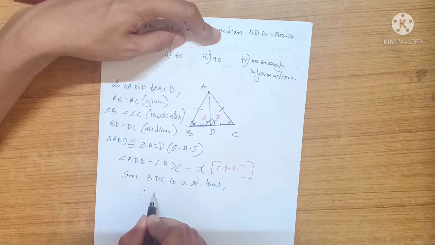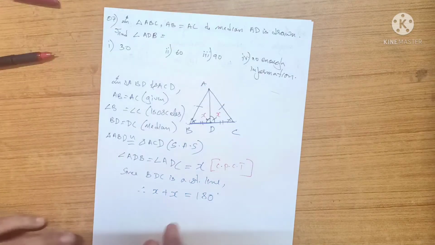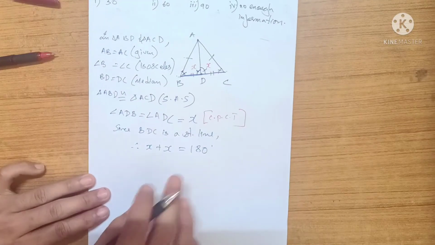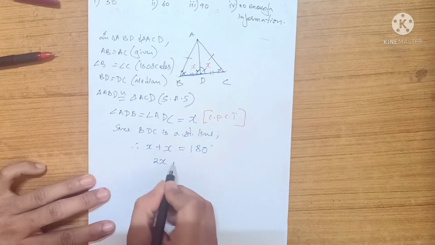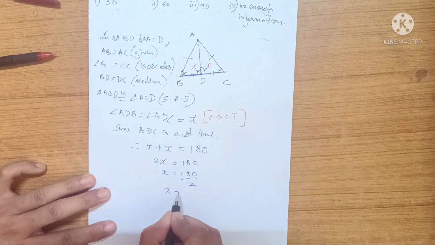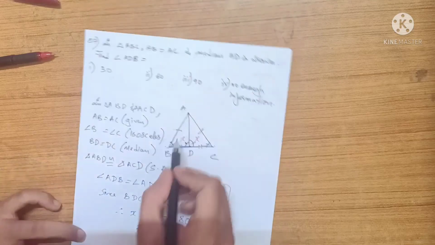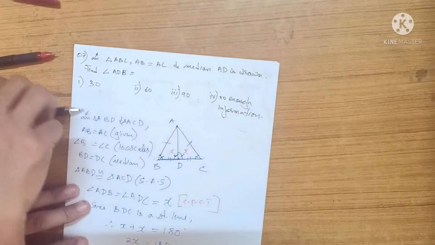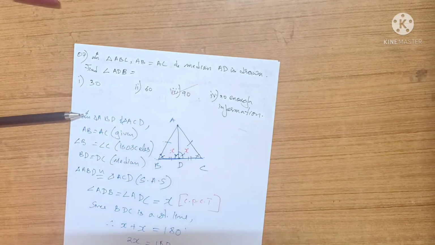therefore X plus X should be equal to 180. Straight line is 180 again. I hope you remember that. So X plus X is 2X equal to 180. X equal to 180 divided by 2. X equal to 90. So both will be 90, 90, which means this is the correct answer.